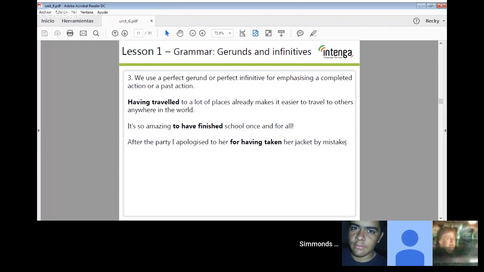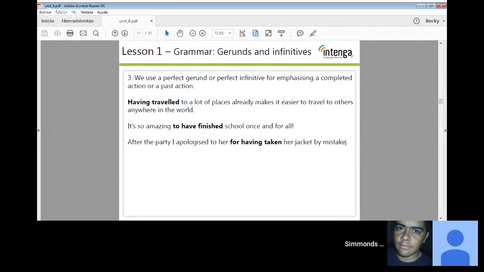Perfect. That's exactly what I expected. Yes. And one thing, if I said, instead of for having taken, if I said after the party, I apologized to her for taking her jacket, would it be totally wrong? I'm sorry, could you repeat that? So if I said after the party, I apologized to her for taking her jacket, not for having taken. I'm just thinking that people probably say it, to a native English speaker. No, it's a really good question. And honestly, people probably will say for taking her jacket. Yeah. But it's actually probably incorrect for having taken.